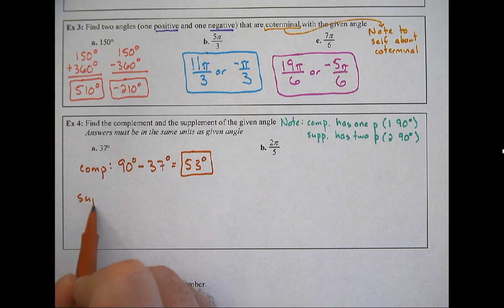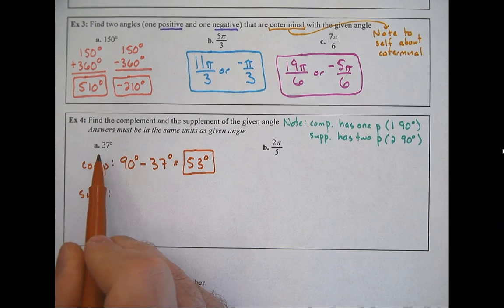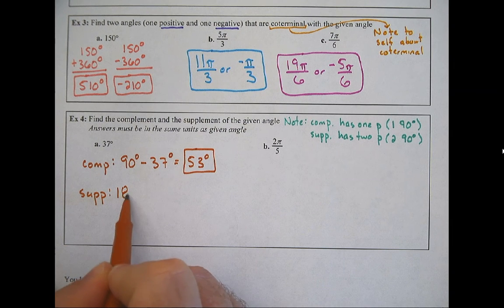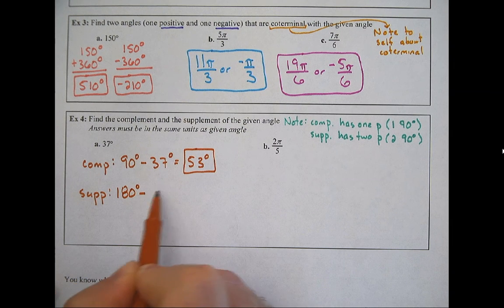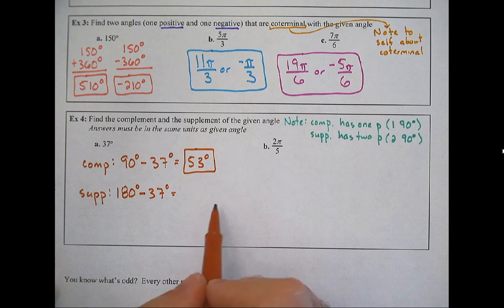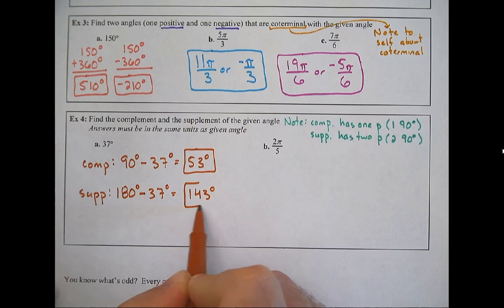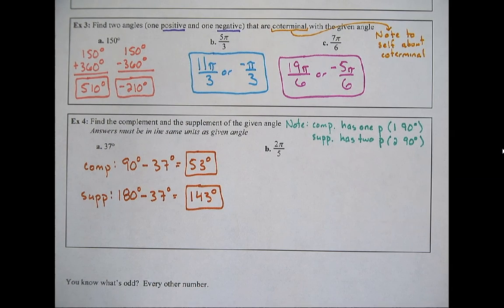Supplementary. Supplementary adds up to 180. So if I wanted to figure out the supplement of 37 degrees, I would start off at 180, and then I would subtract 37 degrees. 180 subtract 37 is 143. So complementary and supplementary are pretty easy when it comes to degrees. When it comes to radians, it's a little bit sneakier. It's a little bit more complicated. So let's talk about that.